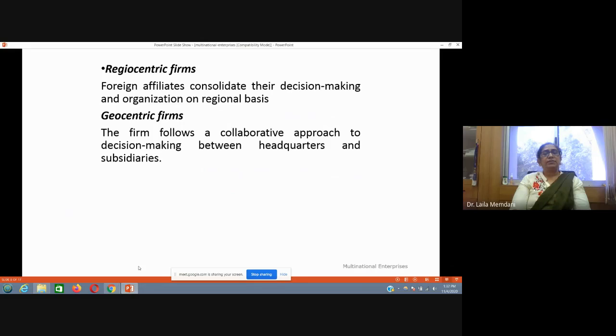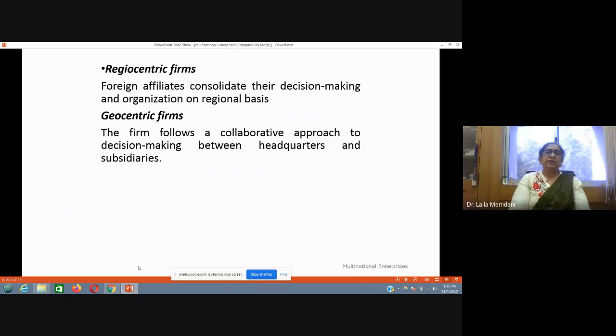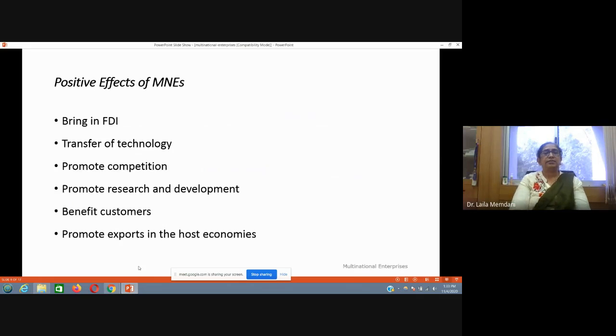Geocentric firms, they are more complex. The decision making process is collaborative between the headquarters and the subsidiaries. In the first one, ethnocentric, it is the headquarter or the parent company which takes decision. In the geocentric firms, it is collaboration between the headquarters and the subsidiaries.